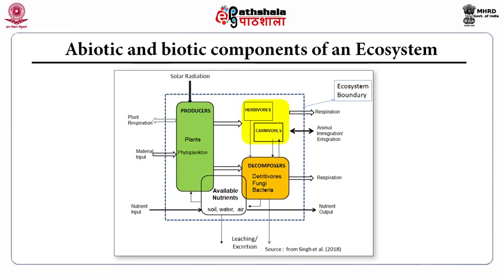and the output of energy in the form of heat from producers during the process of respiration. The heat is also lost from herbivores and carnivores. Similarly, there is energy dissipation from the decomposer organisms. The material flows occur also through these different biotic components of the ecosystems. And the boundary of the ecosystems is not precise, so it has been shown by a dotted line.